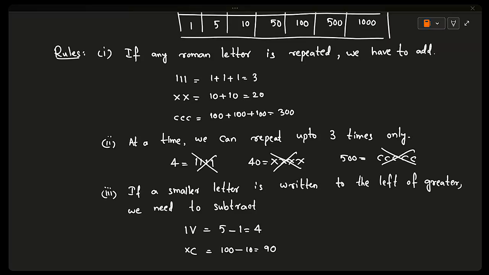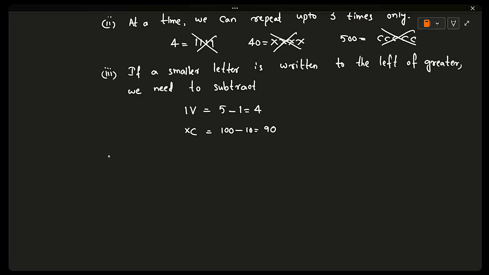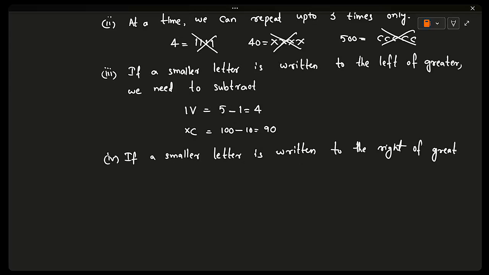Okay, we are discussing the next rule now, the fourth one. We discussed what happens when the smaller letter is written to the left. Next, the fourth one: if a smaller letter is written to the right of a greater letter, then what we need to do? We need to add.